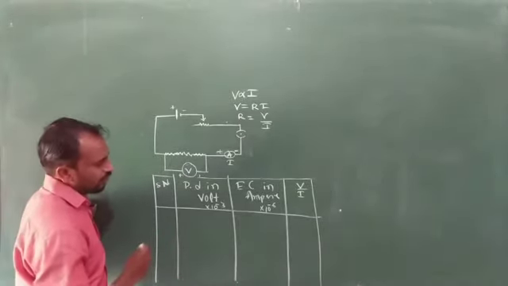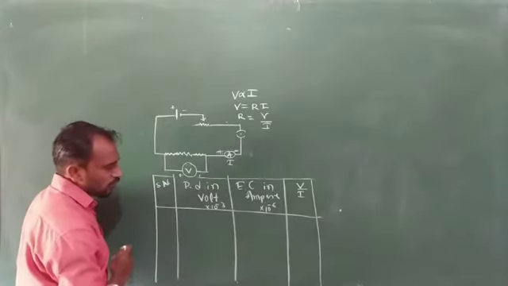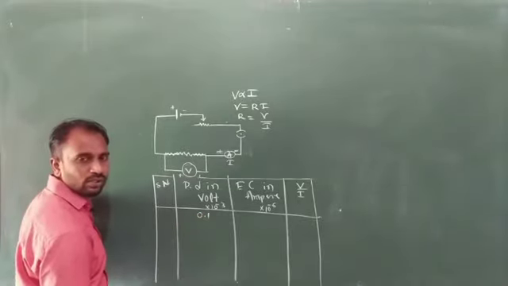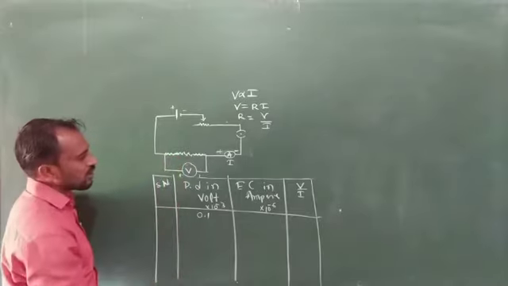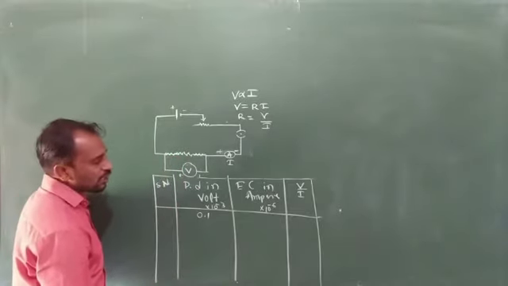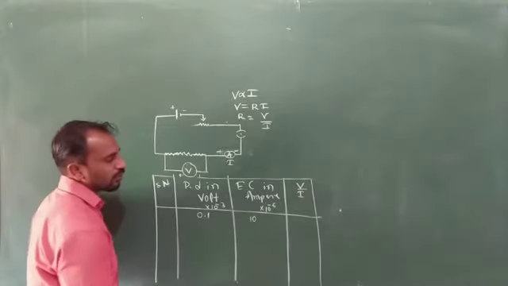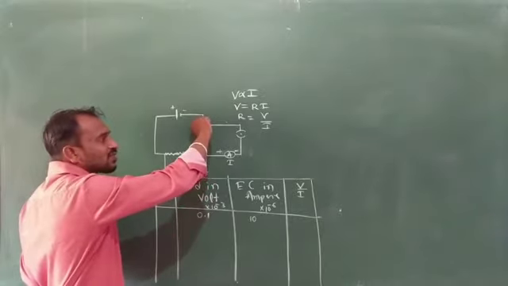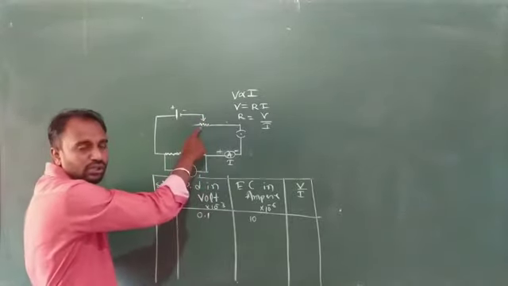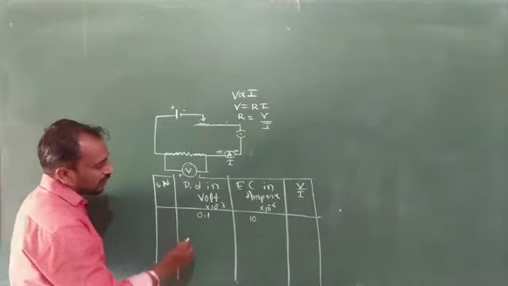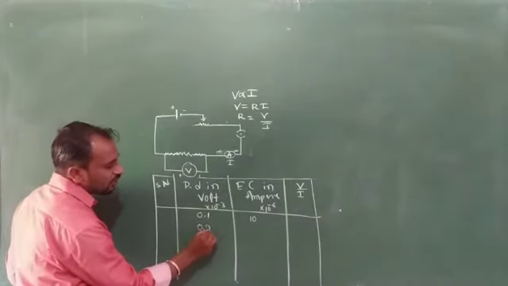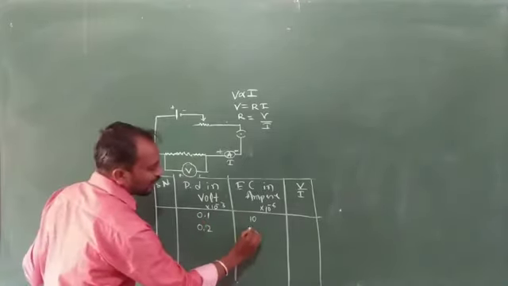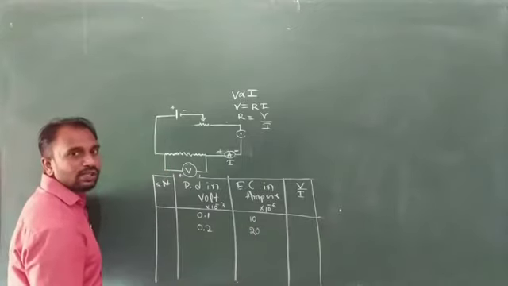So initially, suppose a potential difference of 0.1 volt flows through this conductor, and the corresponding current is 10 into 10 power minus 6 ampere. Next, we change the resistance in this circuit with the help of the rheostat. Here the potential difference is 0.2, and then the corresponding electric current is 20 microampere.